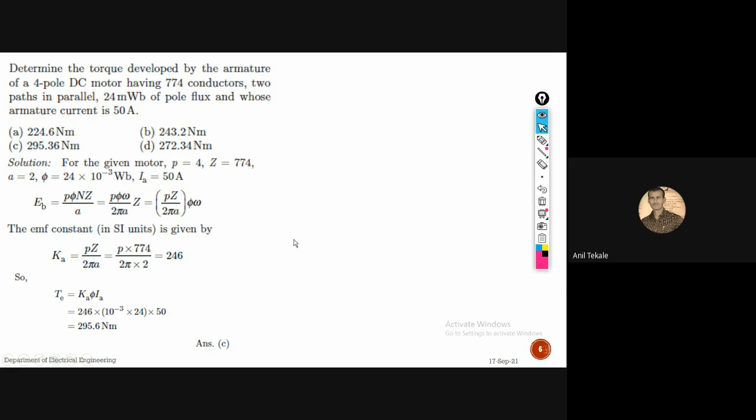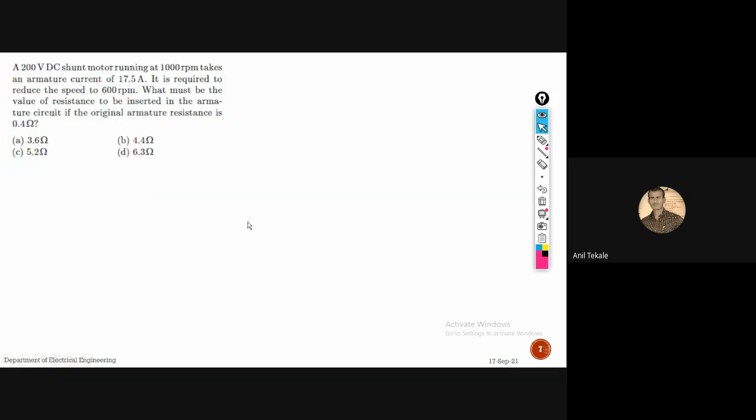Okay, so like that way examples will be asked to you in the GATE examination. Next again we will take a 200 volt DC shunt motor. You can write it down, or take a screenshot also.